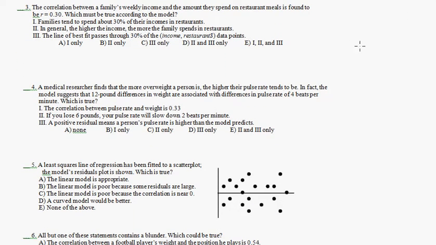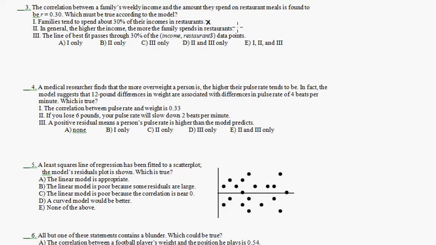Okay, the correlation between families' weekly income and the amount they spend on restaurant meals is found to be R equals 0.3. Which must be true according to the model? Families tend to spend about 30% of their... no, a correlation R is not about percent, so this is wrong. In general, the higher the income, the more the family spends in restaurants.